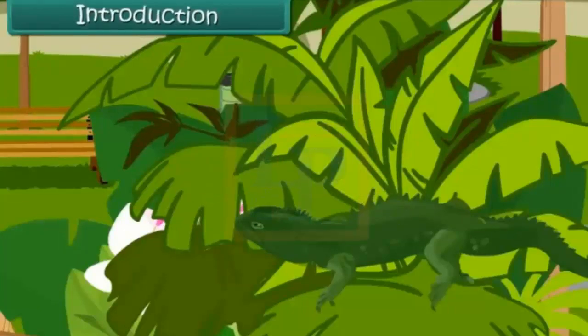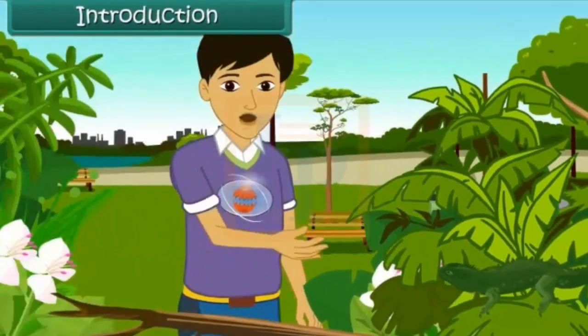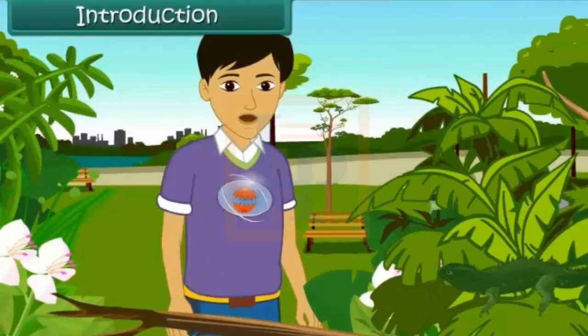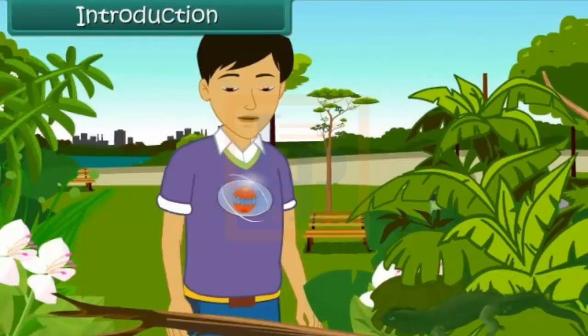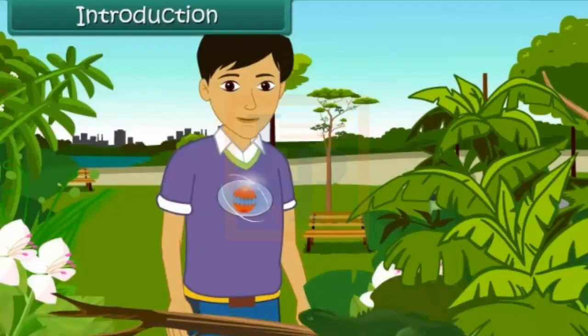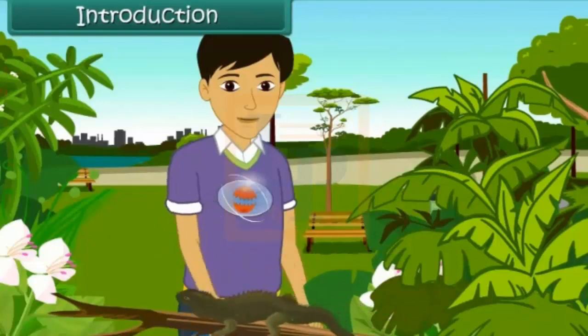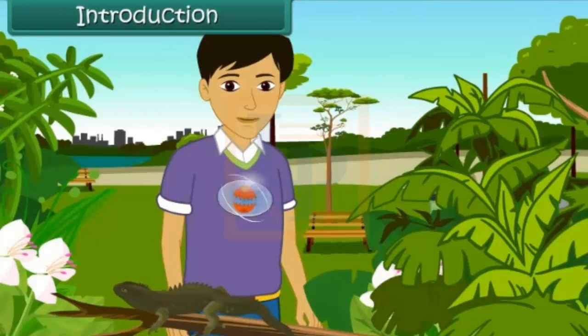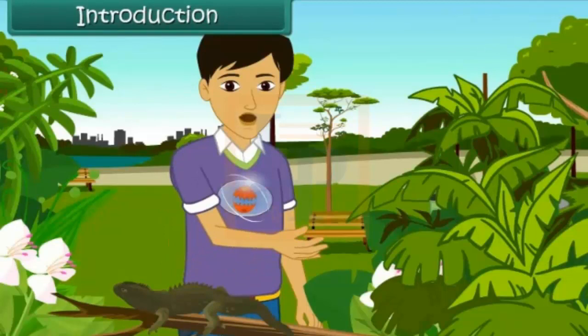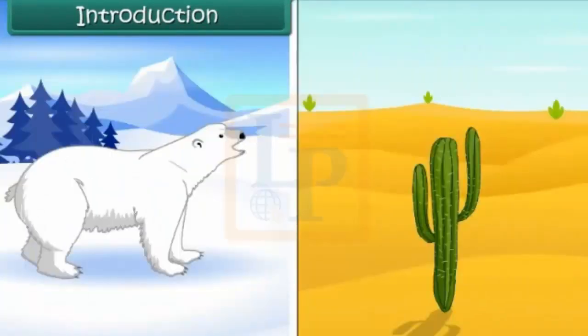Introduction. A chameleon is in grass gardens. Can you see it? Yes, it is under the leaves. A chameleon changes its color according to its surroundings to escape its predators. It is quite essential that they adapt to their surroundings to survive. These adaptations allow animals and plants to survive and grow in a particular habitat.